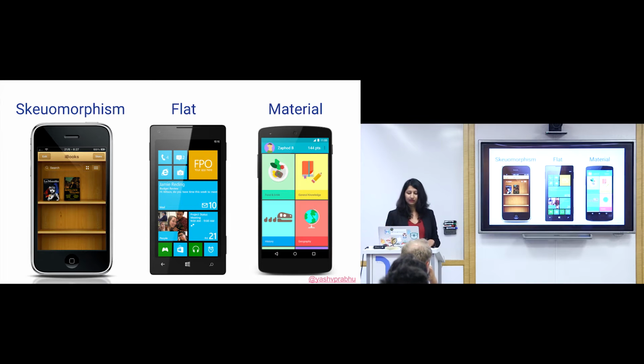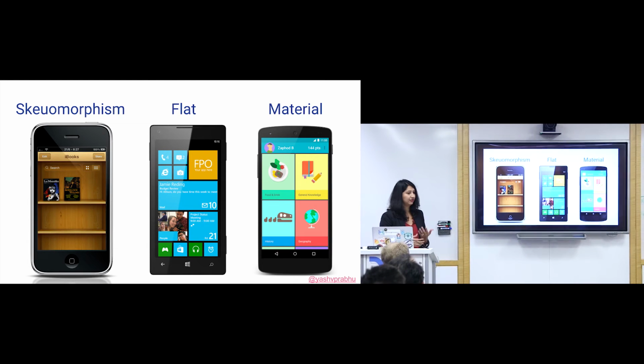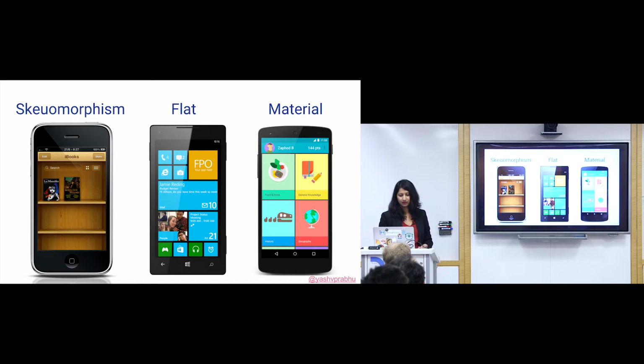So along comes material. In material, you have the concept of shadows or elevation. So you can see that these tiles here, or what we call cards, have a bit of elevation. In this case, about 2 dp. And when you click on it, there is a ripple effect. So it indicates to the user that I can click on this and I can interact with this card. So material is the best of both worlds.